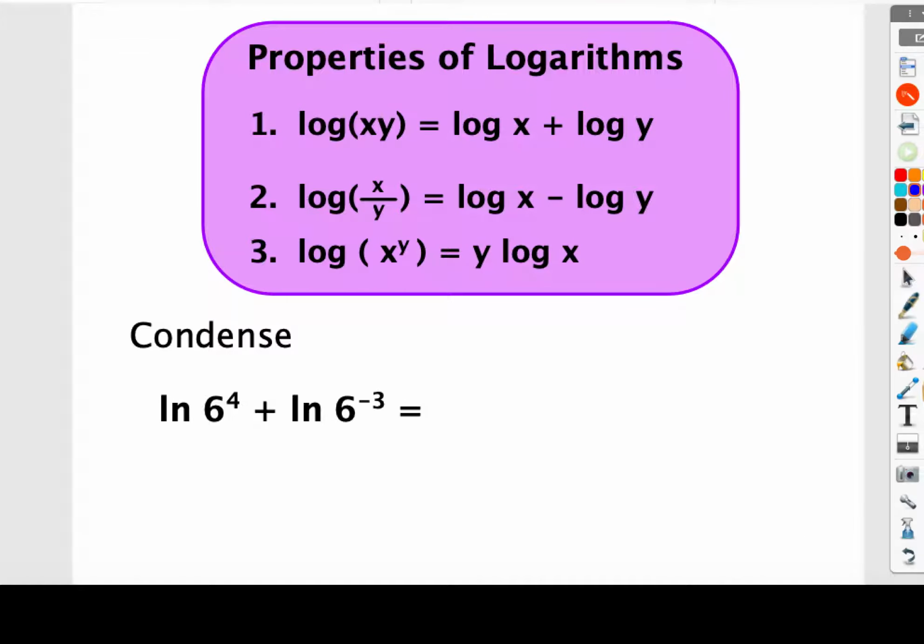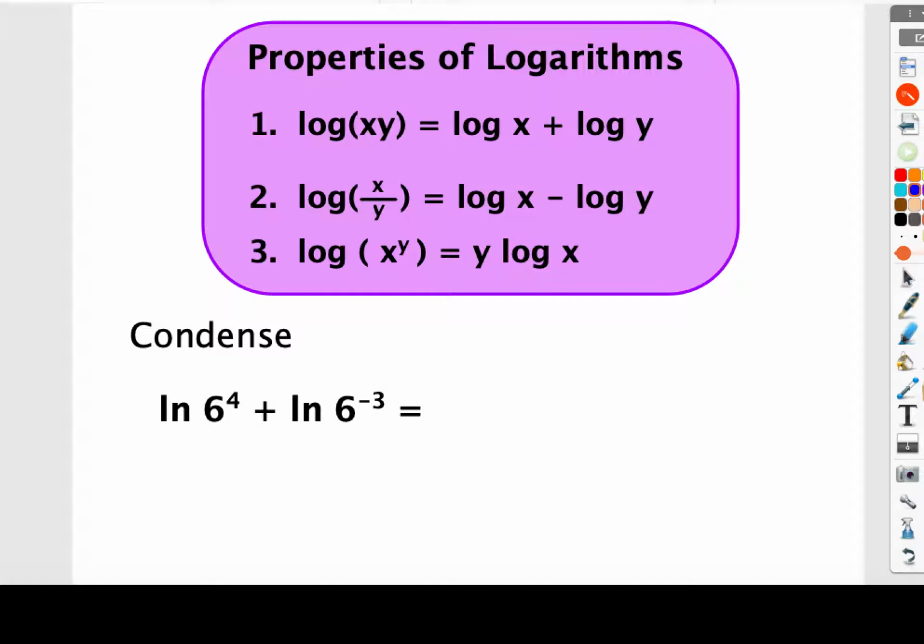All right. This video is going to talk a little bit more about properties of logarithms and how we can use them to condense logarithms. Again, we've already talked a little bit about expanding logarithms. If you haven't seen that video, feel free to search through my other videos. But again, condensing logarithms basically is using the same three properties that we have up above here.